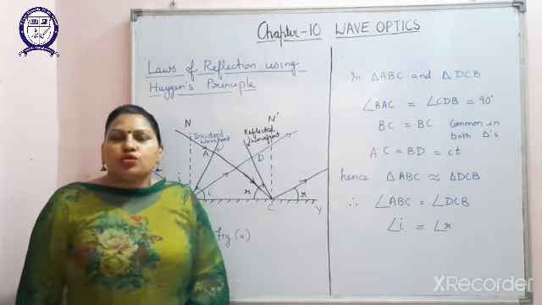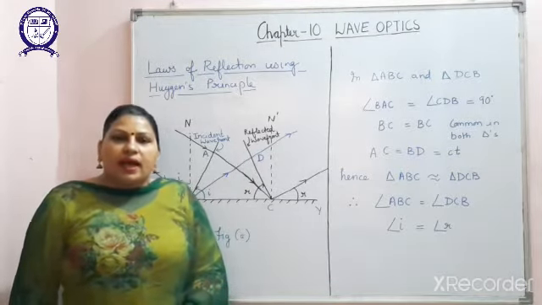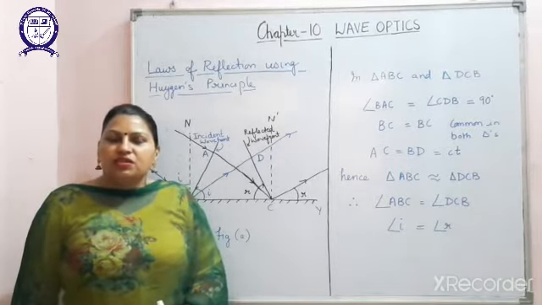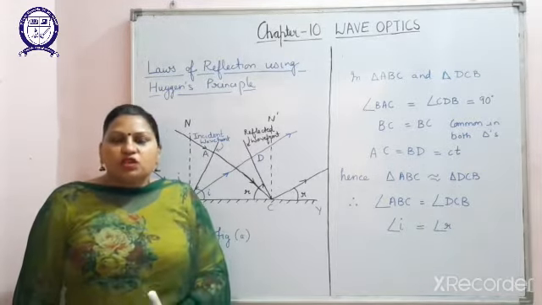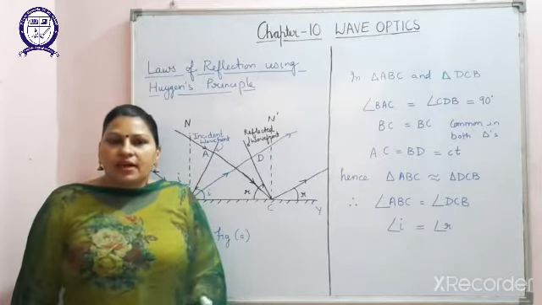Yesterday I told you about the wavefront, which is chapter number 10, wave optics, and after that I told you about the types of wavefront, and then I discussed the Huygens principle with you, in which I gave you the three main conditions that Huygens gave.